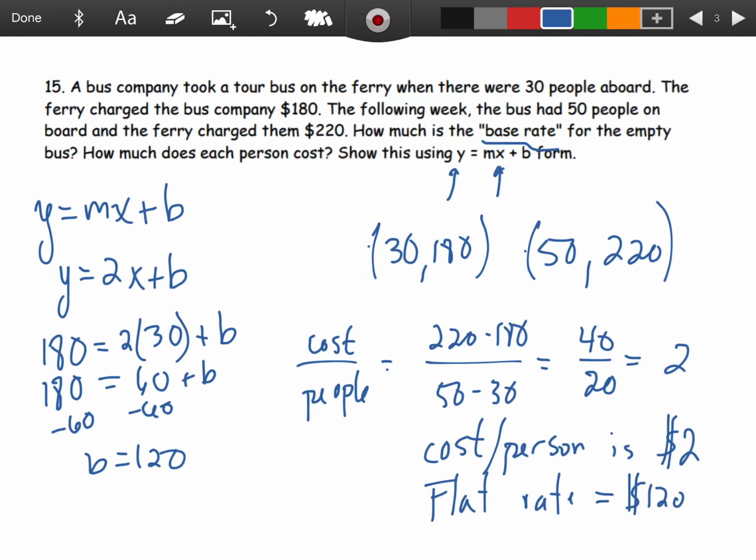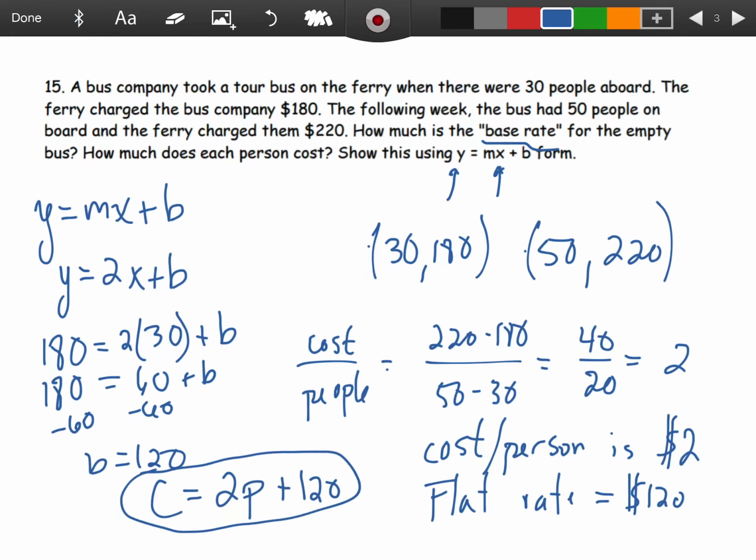And then we could say that the cost is equal to 2 times P, I'll use P for the number of people, plus 120. All right, and we can specify what these mean. We'll say C is cost, and then P is the number of people.